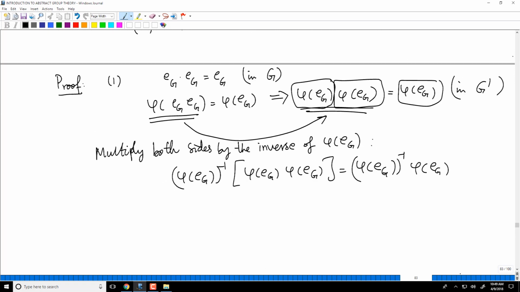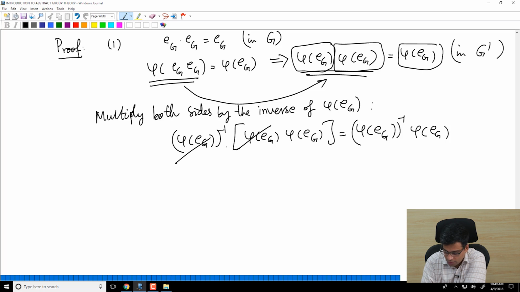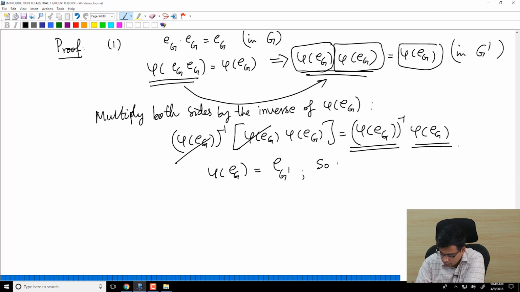Because the group is associative, we can combine these two and that will cancel because that is the inverse of this. So we get phi of E_G on the left hand side. And what is phi of E_G inverse times phi of E_G? This is an element inverse times itself, so this is nothing but E_G prime. This is the property of inverse in a group. Phi of E_G is some element in G prime, I am multiplying by its inverse, I get E_G prime. So this proves the first property that I said.